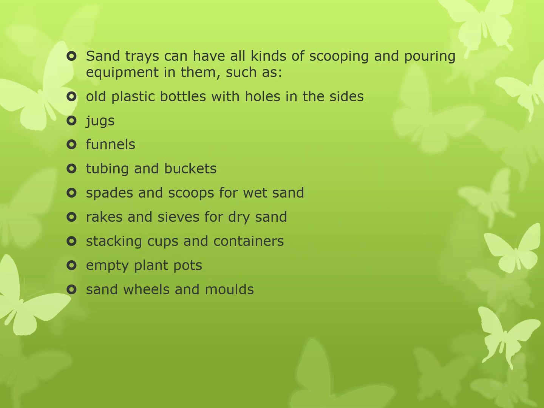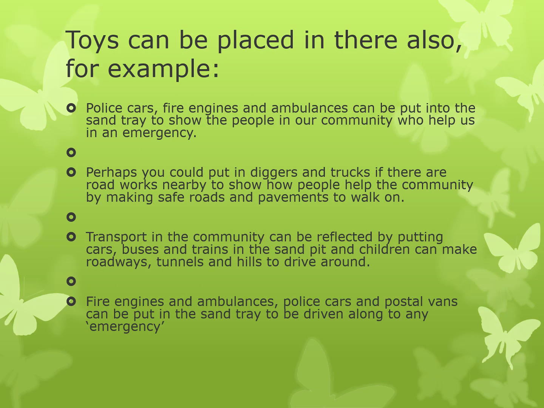Sand trays can have all kinds of scooping and pouring equipment in them, such as old plastic bottles with holes in the sides, jugs, funnels, tubing and buckets, spades and scoops for wet sand, rakes and sieves for dry sand, stacking cups and containers, empty plant pots, and sand wheels and moulds. Toys can be placed in there also.